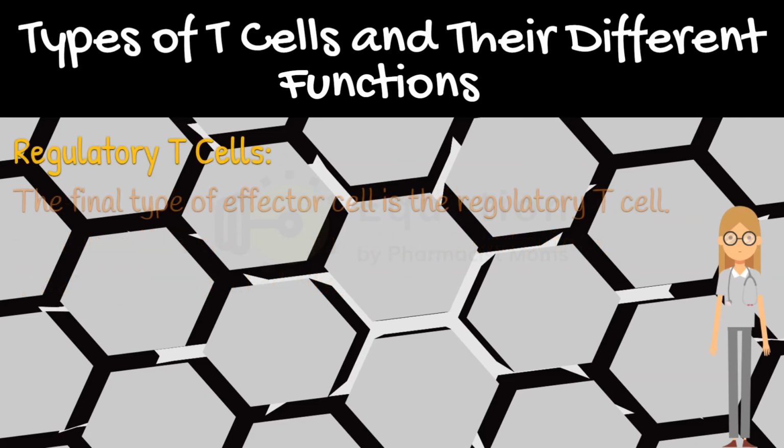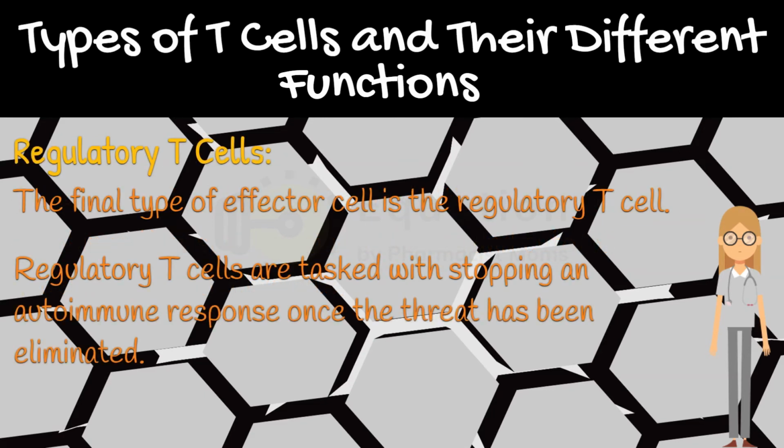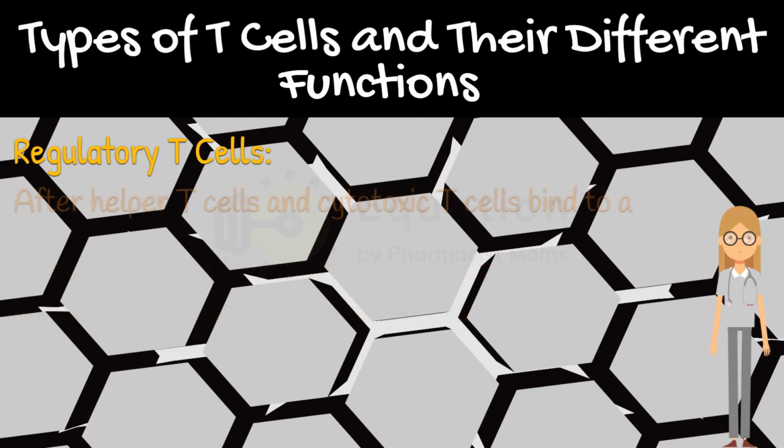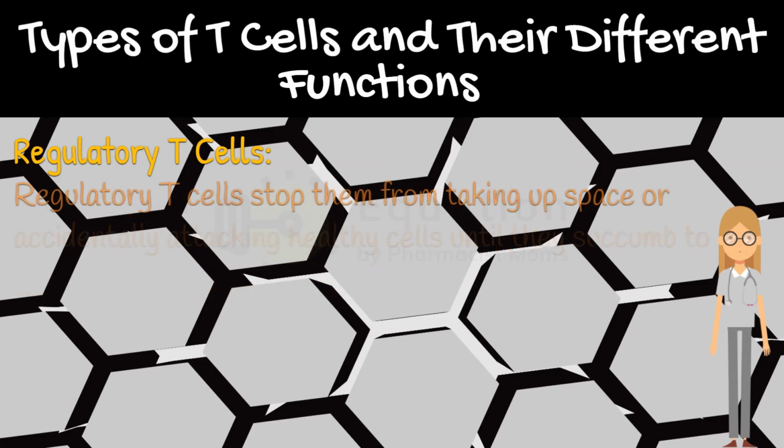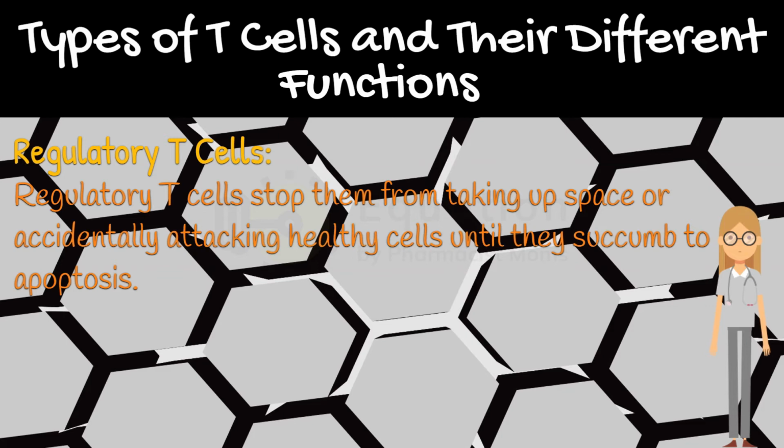What are regulatory T cells? The final type of effector cell is the regulatory T cell. Regulatory T cells are tasked with stopping an autoimmune response once the threat has been eliminated. After helper T cells and cytotoxic T cells bind to a pathogen and work together to rid the body of it, they no longer serve a purpose. Regulatory T cells stop them from taking up space or accidentally attacking healthy cells until they succumb to apoptosis.